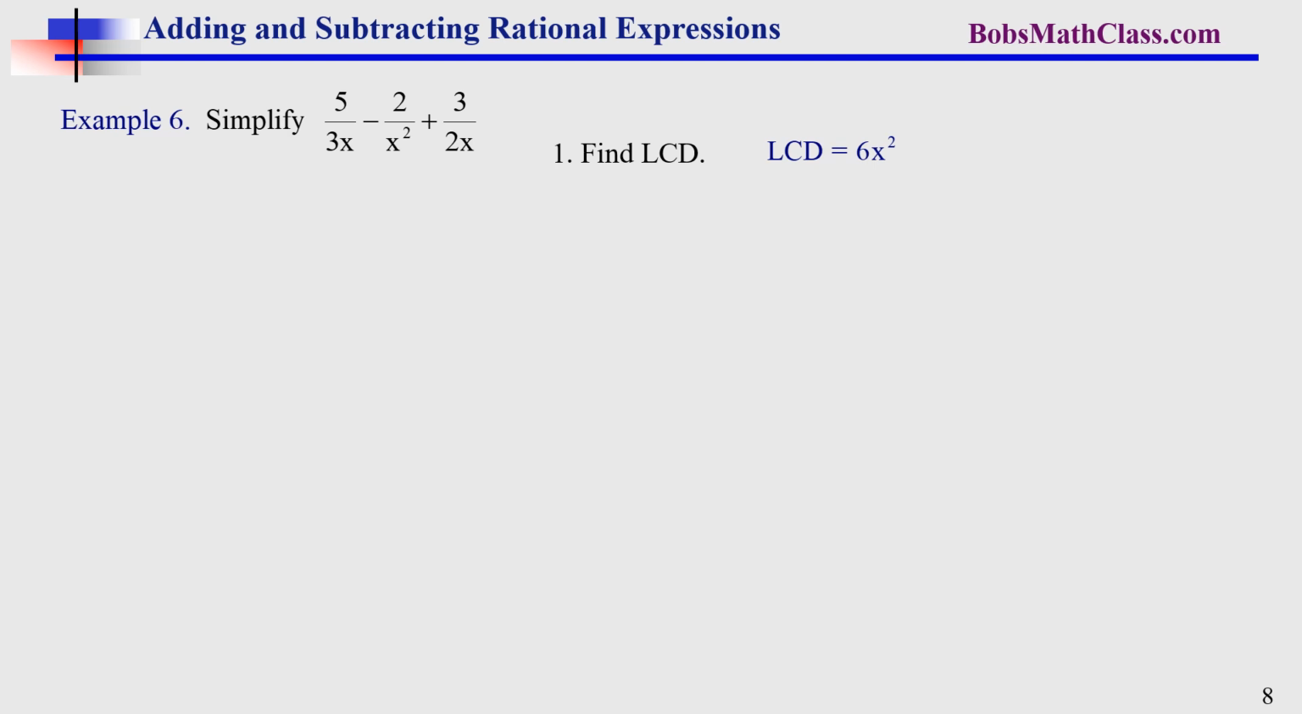Okay, so we want to make each of them a 6x squared. So what are you going to multiply the first fraction by? A 2, but it also needs an x because it's only a 3x. So you're going to multiply the first fraction by 2x. How about the second fraction? It already has the x squared, but what does it not have? It doesn't have the 6. How about the third fraction? What are you going to multiply 2x by to make it a 6x squared? Right, a 3x.